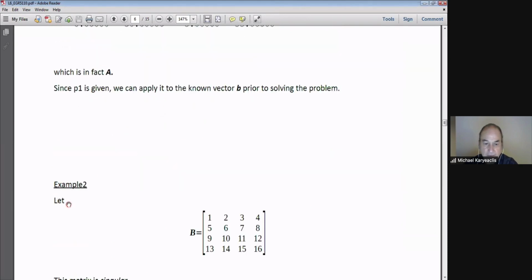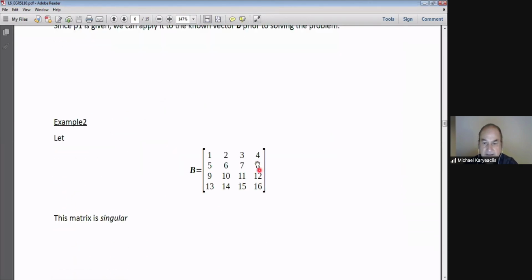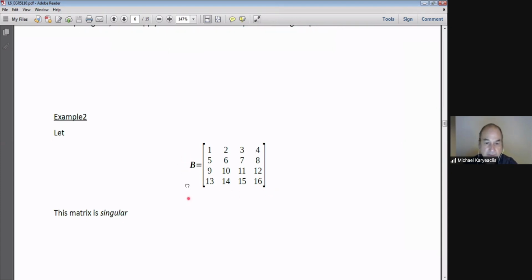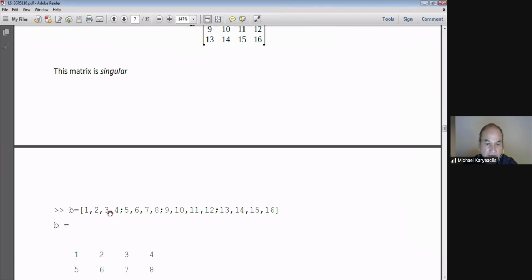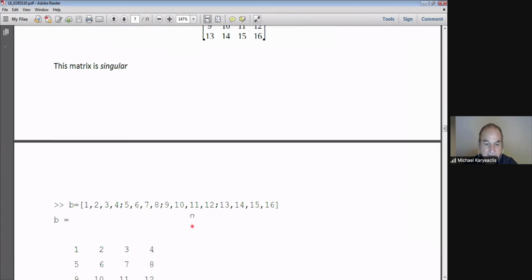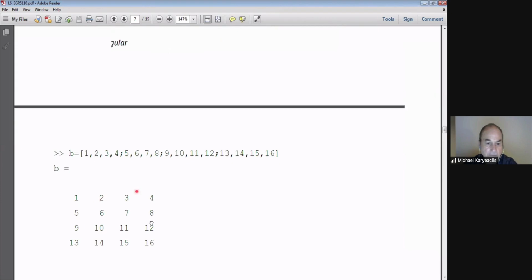Now we have another example. This is a matrix that you should always know is singular. Any matrix that has 1, 2, 3, 4, 5, 6, all the sequential numbers up to 16, or up to 25, 36, whatever, those are all singular matrices. These kinds of nice arrangements where you just park the numbers here give you a singular matrix. So you can verify this. We can write it, this is easy to type, and this is the matrix B.